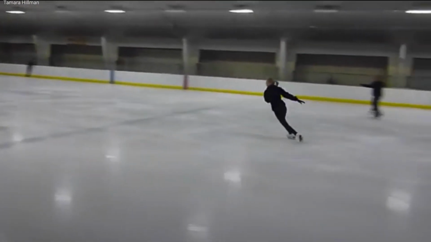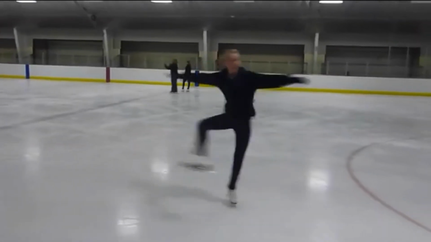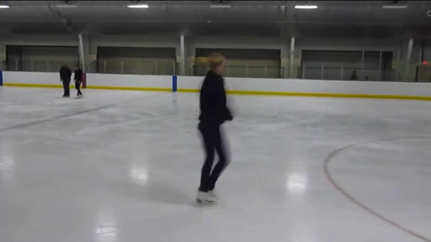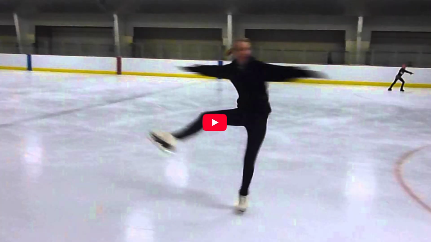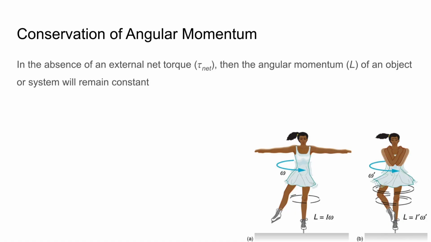All right, so we've got our ice skater who's going to come into a spin, and as her limbs are outstretched, she's spinning at some rotational velocity, but as she brings them in towards her center of rotation, her angular velocity increases significantly. Then she comes out of her spin. So let's think about what this means in terms of conservation of angular momentum. There is no external net torque for the ice skater, right? So her angular momentum should remain constant.